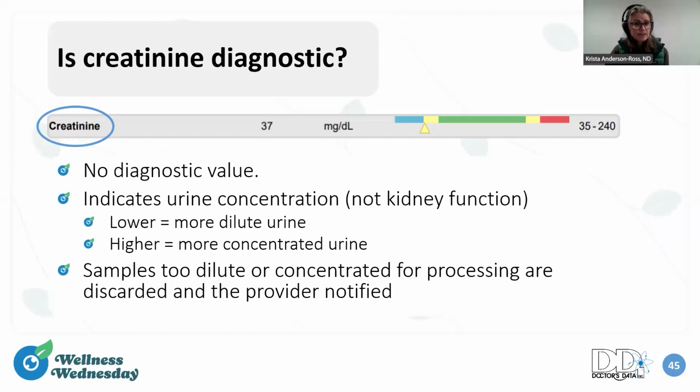Creatinine is not diagnostic. It's used as an indicator of urine concentration. It doesn't have a diagnostic value, and it's not an indicator of renal function. Lower levels are going to indicate a more dilute urine, whereas higher levels are a more concentrated urine, and the results are calibrated according to your patient's concentration. And if they're too dilute, they're going to be discarded by the lab, and the provider will be notified.